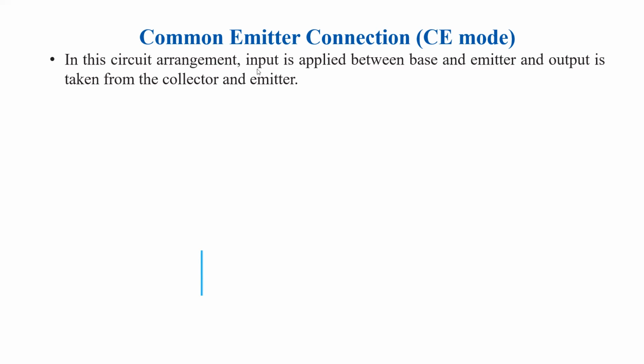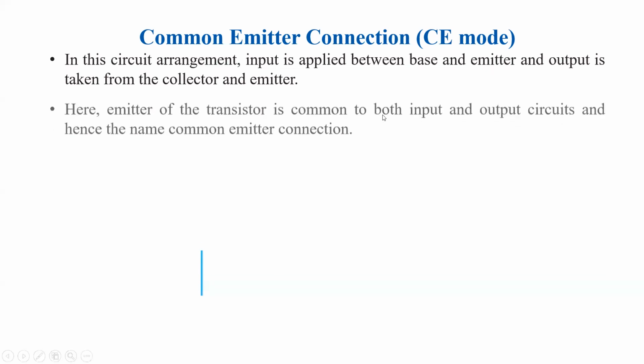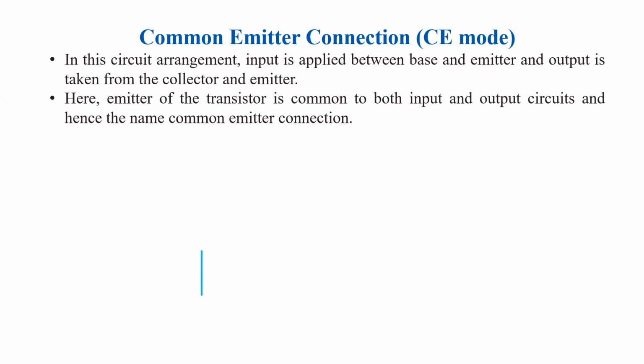In CE mode, the input is applied between base and emitter, and output is taken from collector and emitter. And here the emitter terminal is going to be common for both input and output. That is the reason why this particular arrangement or connection is called common emitter connection.